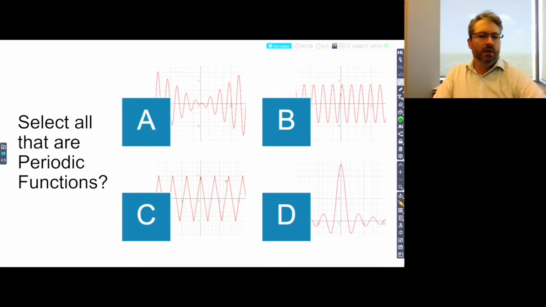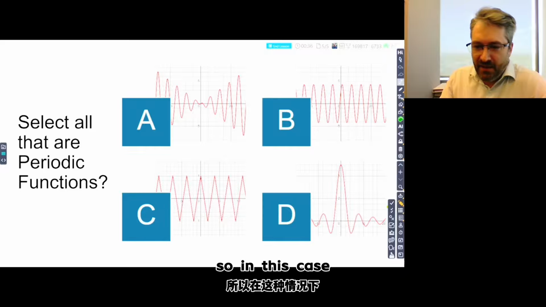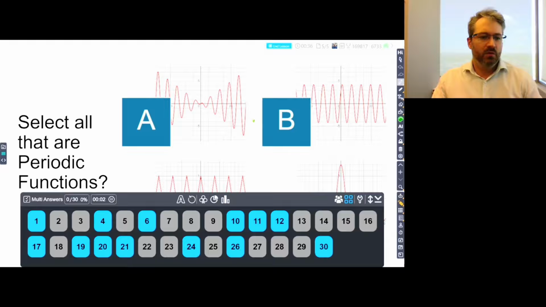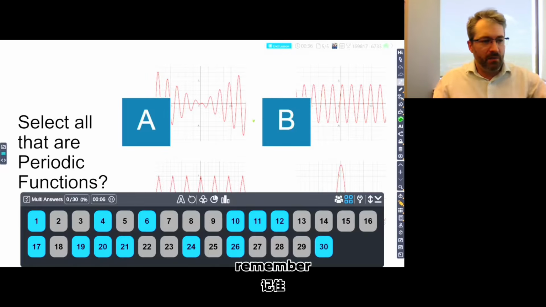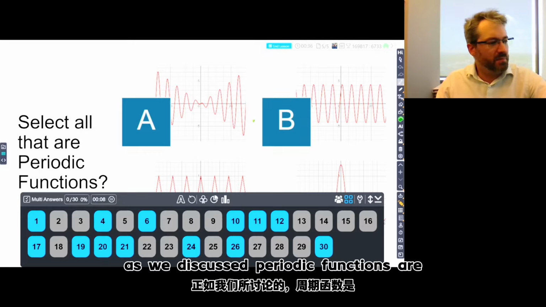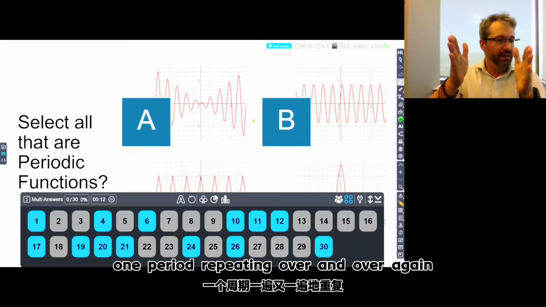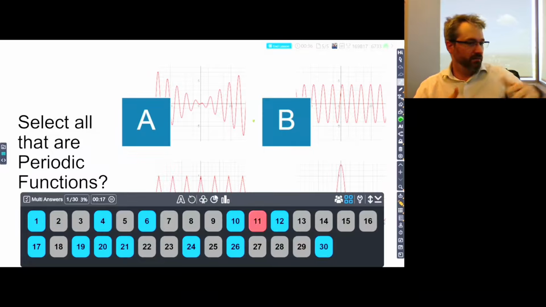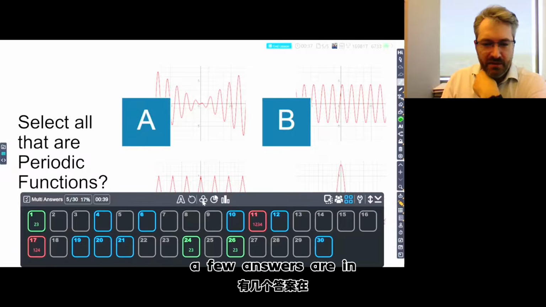Now, let's try again with the multiple answers. In this case, we need to select all that are periodic functions. Remember, as we discussed, periodic functions are one period repeating over and over again, infinitely to one side and infinitely to the other. Okay, good. A few answers are in.